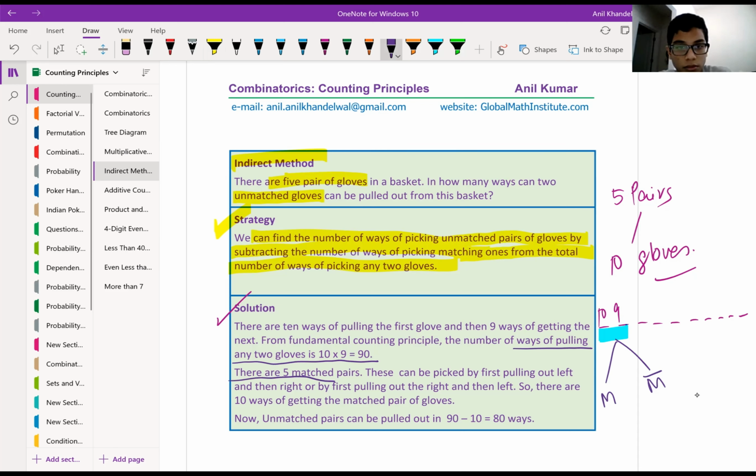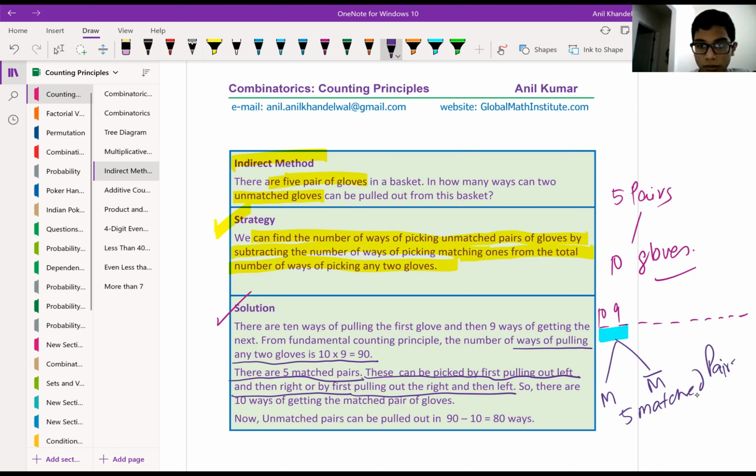Now there are 5 matched pairs. These can be picked by first pulling out left and then right, or by first pulling out right and then left. So there are only 5 matched pairs, right? And in these 5 also, you will note that first you could pick the left side and then the right side, because both are different gloves. Right hand side and left hand side are different gloves. Is it okay?